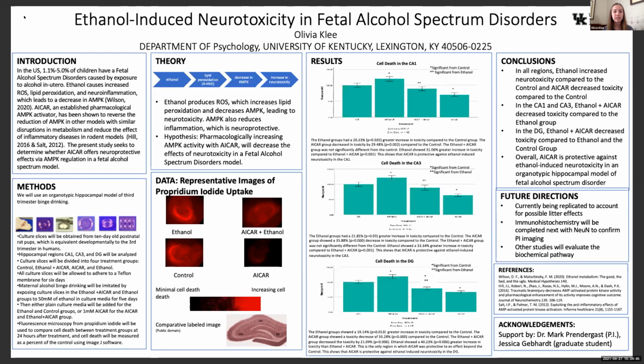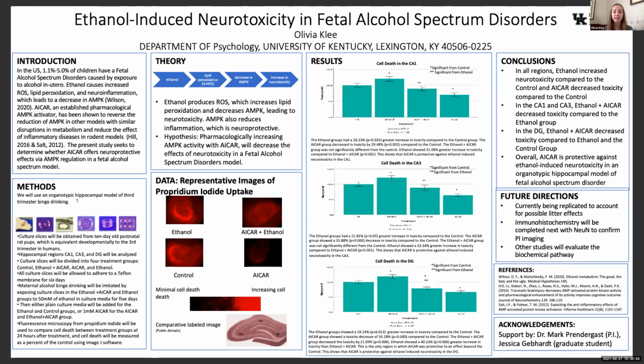To test this, we cultured slices from 10-day-old rat pups, which is the developmental equivalent of the third trimester in humans. We set up 4 different groups. The first group was a control, which only received plain media. Second, we had the ethanol group, which was exposed to 50 millimolar ethanol for 5 days, and that imitated ethanol exposure in utero. That amount of ethanol is the equivalent to a blood alcohol of 0.23, which is 3 times the legal limit. So this model would represent a binge drinking episode.